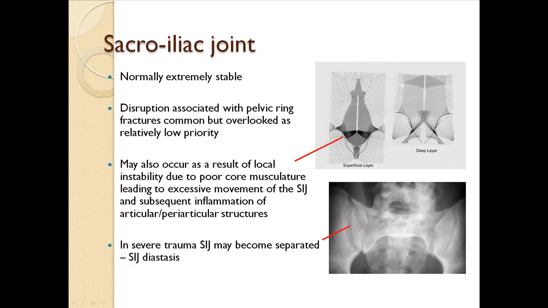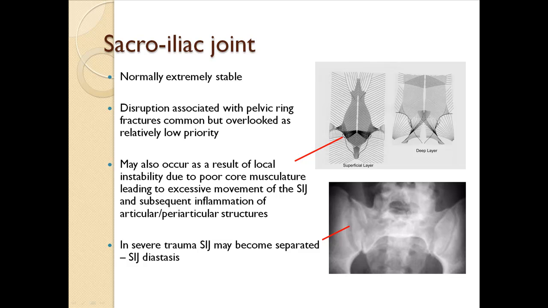The sacroiliac joint is the two joints made between the sacrum and the ilia. They're inherently stable joints, but one of the problems that occurs with unstable fractures or disruption of the pelvic ring is that the sacroiliac joint itself becomes stressed. Excessive movement can subsequently develop in the sacroiliac joint, which in turn may lead to pain and irritation of the periarticular structures.